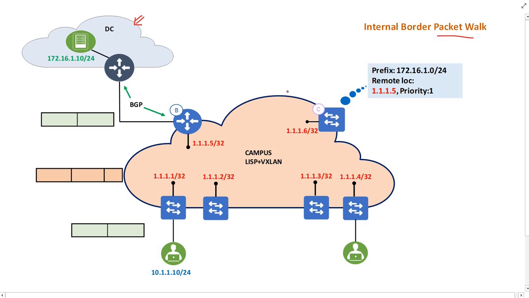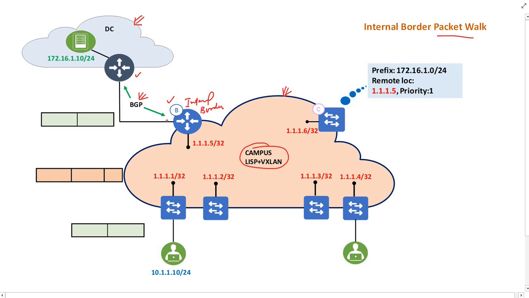We have the SD-Access campus network here, which is running LISP plus VXLAN. This campus network is connected to the data center through an internal border router. This router here is the internal border router as it is connecting known routes. You can run any protocol of your choice between this border router and the data center router. Here we are running BGP, or Border Gateway Protocol.